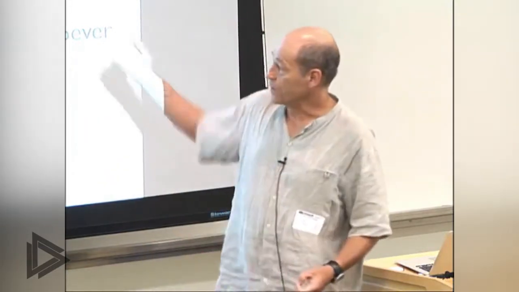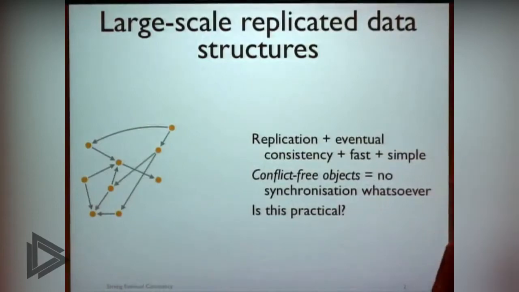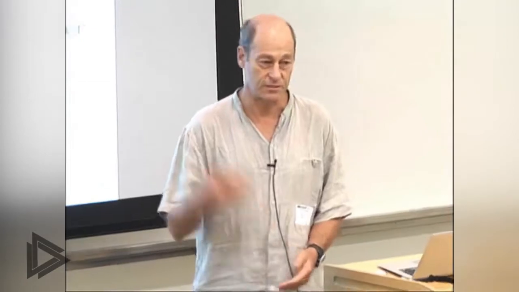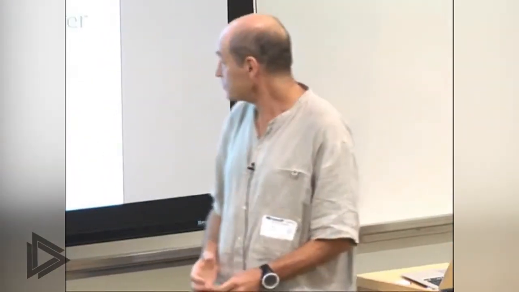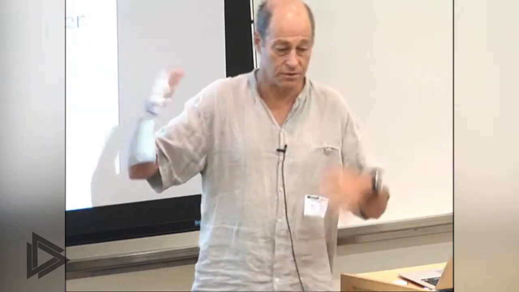Okay, so the conclusion I'll come to at the end is that we have a particular class of objects which we call conflict-free objects. So that's what CRDT stands for, conflict-free replicated data types, which are objects where you can do updates without any synchronization and still have guarantees of eventual consistency. And so I'll show you a little bit of the theory behind eventual consistency and CRDTs, and I'll also try to address the question whether you can actually use these things in practice.